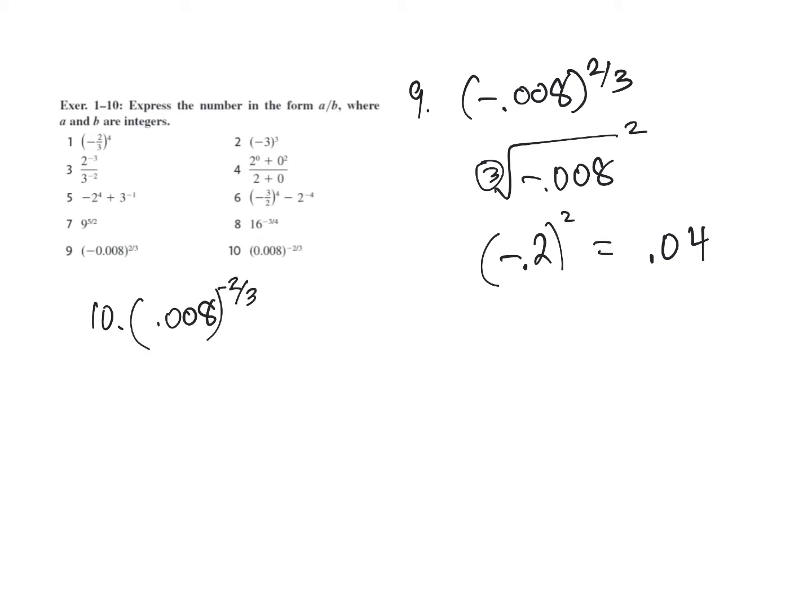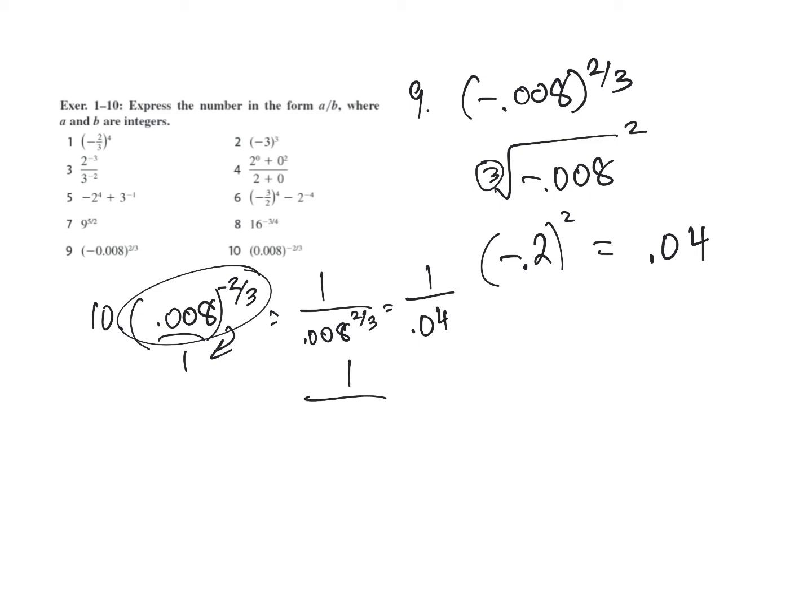All right, so again, the base has to be moved to the denominator, so it's 1 over 0.008 to the positive 2/3. All right, so that's 1 over 0.04. Well, you can't leave it like this. You can't have decimals in your fractions, so it's 1 over 4/100ths. So we take the top times the reciprocal of the bottom. 100 over 4 is 25. 1 times 25 is 25. And you have to leave it as a fraction, so 25 over 1. Now let's go on to number 11.